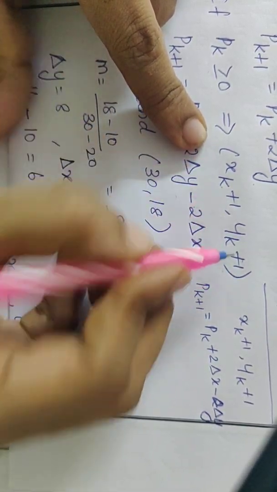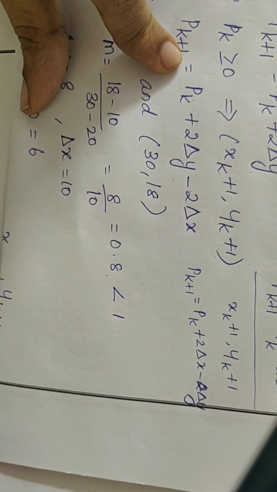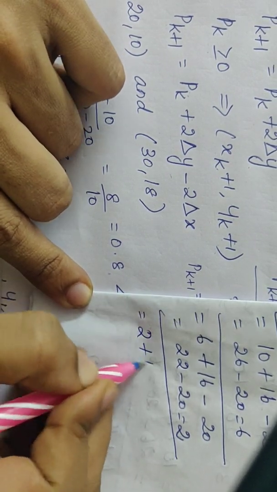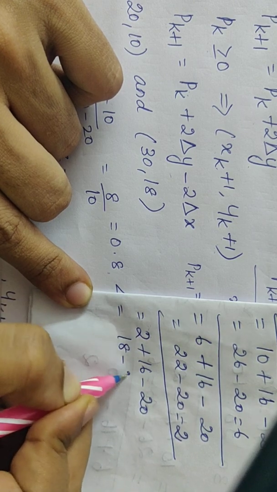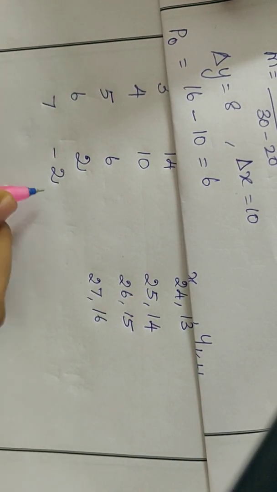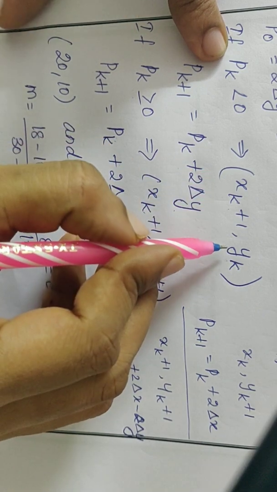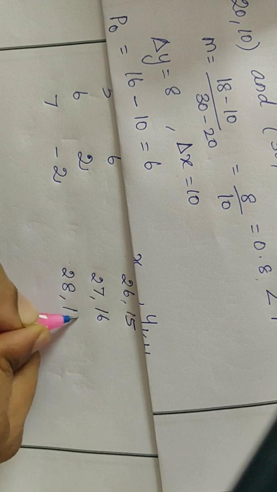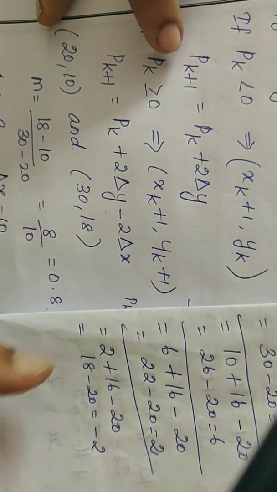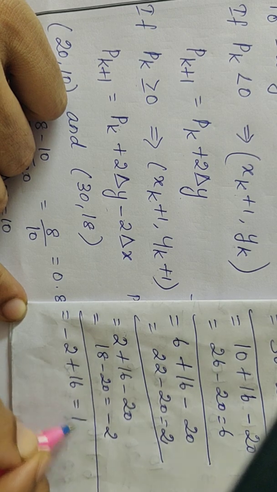Increment both x and y value, and find out the next decision parameter. What is the next decision parameter? It should be 2 plus 16 minus 20, which is equal to 18 minus 20, which is equal to minus 2. Next iteration, minus 2 is less than 0, so pk is less than 0, so I will be using this equation, increment x but y write as it is. This is the pk plus 1 equation. So it is minus 2 plus 16, which is equal to 14.